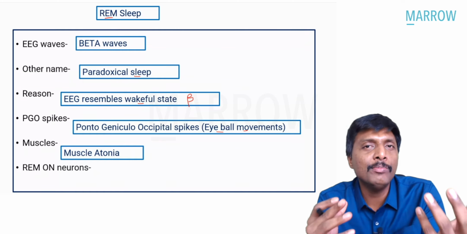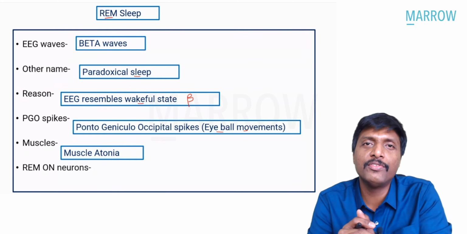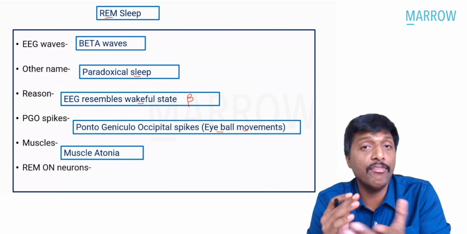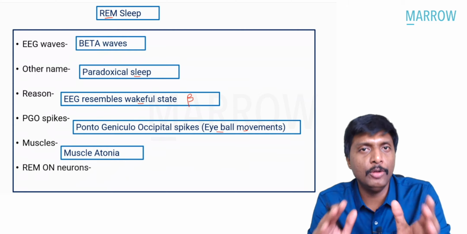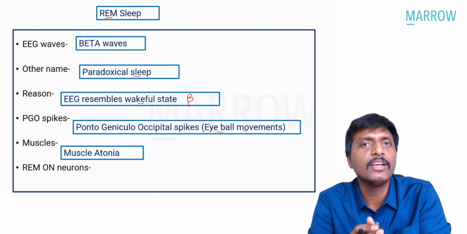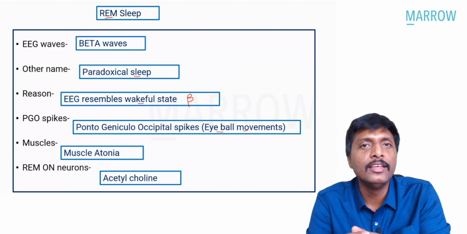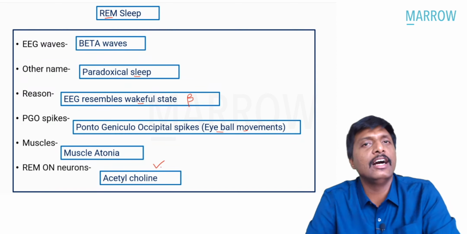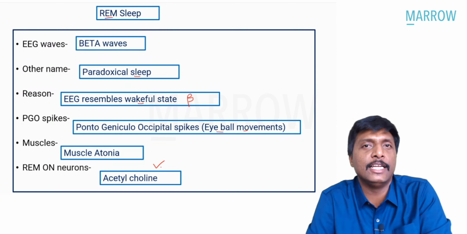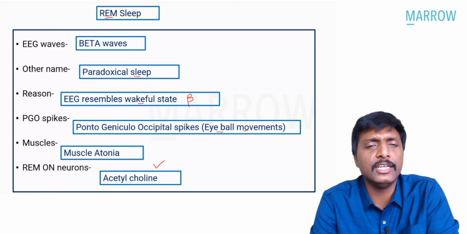So, which important neurotransmitter is responsible for this REM sleep? We have REM on. That means if these neurons are active, you'll move into REM sleep. Acetylcholine, obviously. That important REM neurotransmitter is acetylcholine. REM on neurons, acetylcholine. Yes. Favorite repeat topic, REM sleep.